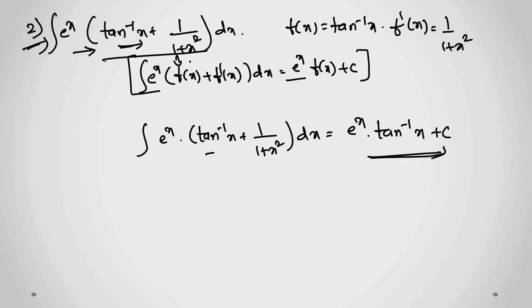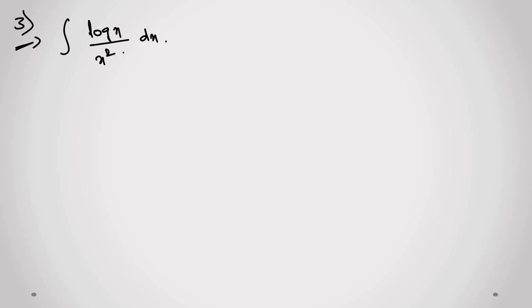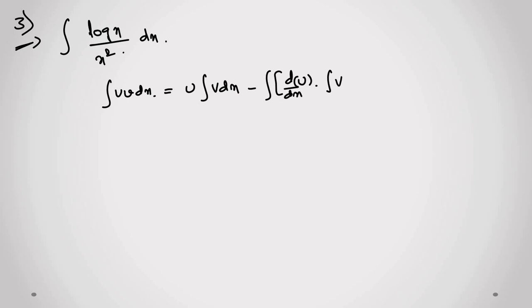Now moving to the third one. Third question here, students, is very very important, please concentrate on this one. It is integral log x divided by x square dx. So first I will write the formula here: integral u v dx is equal to u integral v dx minus integral of d by dx of u into integral v dx, into dx. I will write this as integral log x into 1 by x square dx. This is u and this is v.